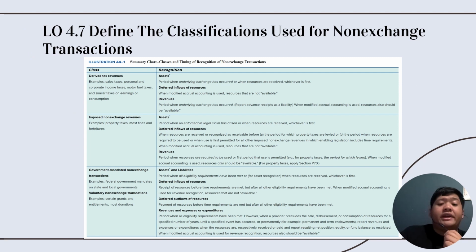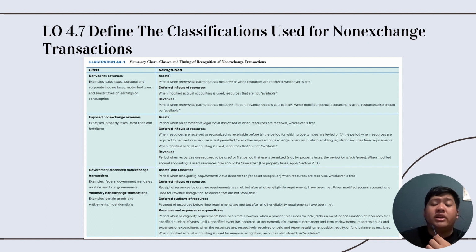Moving on to defining the classifications used for non-exchange transactions. Now there are four classifications in the non-exchange transactions, and they are the derived tax revenues, imposed non-exchange revenues, government-mandated non-exchange transactions, and voluntary non-exchange transactions. Now the derived tax revenues consist of sales taxes, personal and corporate income taxes, motor fuel taxes, and similar taxes on earning or consumption, and it can be recognized through assets when the underlying exchange has occurred.